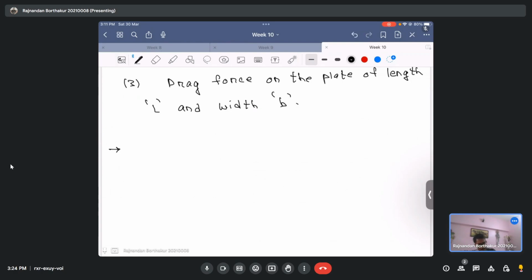It's given that the velocity profile u by u infinity is nothing but sine of pi by 2 into y by delta. Okay, so this is given to us.